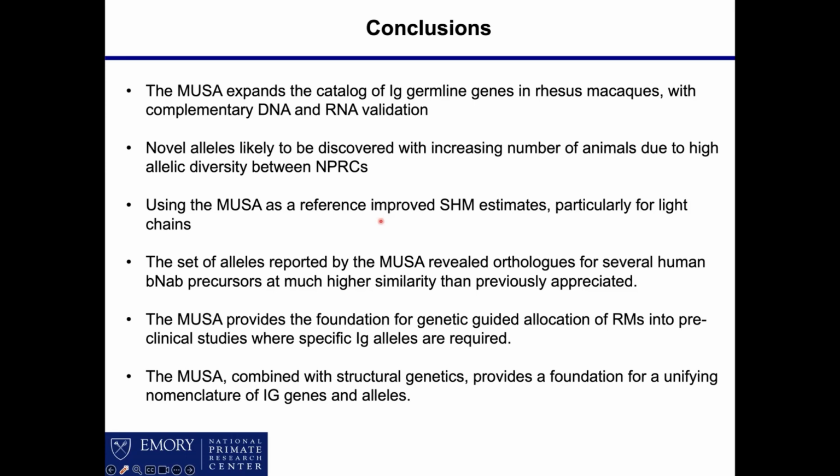We're not there yet, but we want to get to the foundation for a genetically guided allocation of the rhesus IG loci, where we can start to recruit animals into studies with their IG alleles known beforehand rather than doing it after the fact. And then lastly, to try and get towards a unifying annotation, the MUSA, combined with structural genetics, we feel is going to provide the foundation for a nomenclature that'll be stable.